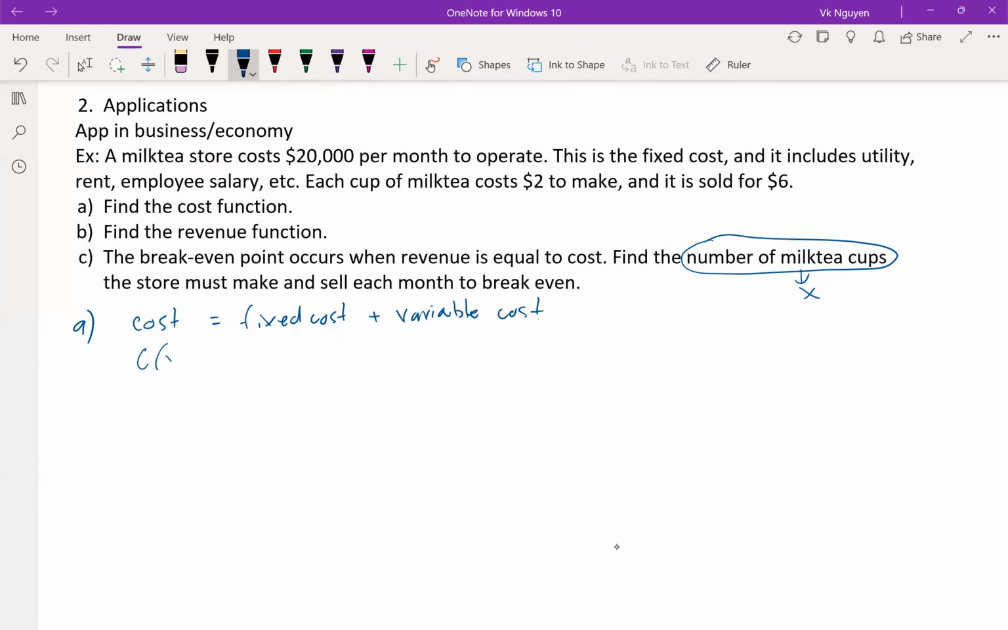Cost is written as C of x. Fixed cost is 20,000. Variable cost, well, it costs $2 to make each cup. Well, we have x cups, so it's 2x.